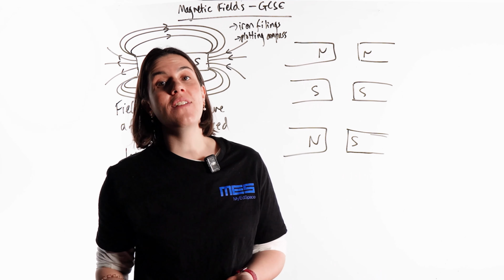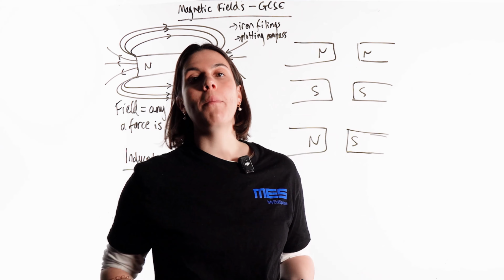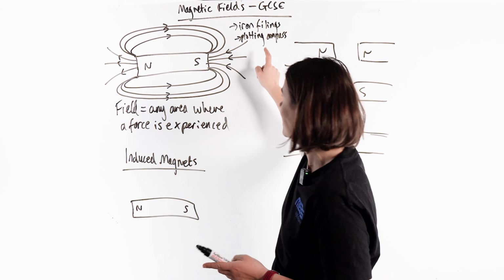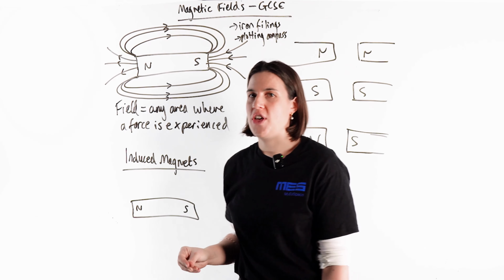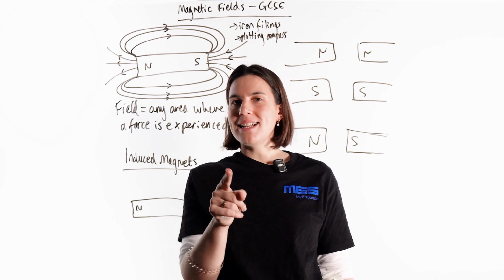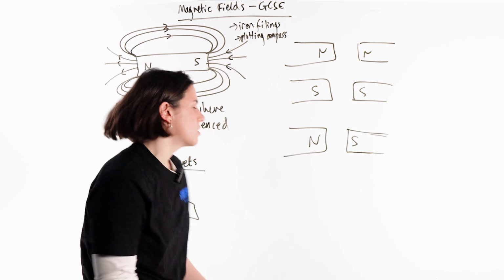So that is the main advantage of using a plotting compass as opposed to iron filings, is that a plotting compass will also show you the direction of the magnetic field. Iron filings won't necessarily. Right, so not everything is a magnet. But some things can be magnetic without being a magnet, and that is what we call induced magnets.